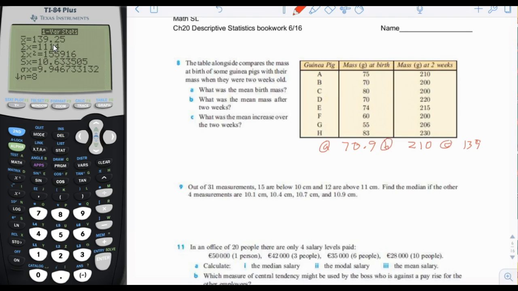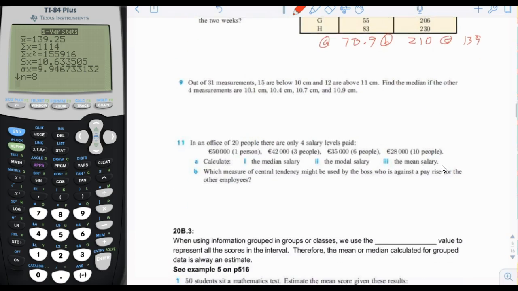And you should also be able to get the third answer by taking 210 minus 70.9. That should also give you 139. If you take the average after 2 weeks minus the average at birth, that should also give you the mean increase. Instead of taking all the increases for each one and taking the average of those, you could do that instead. Okay. Especially if you don't have a calculator.